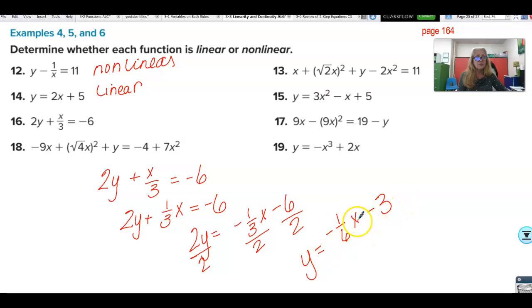X and y are both to the positive 1 power. This line has a slope of negative 1/6 and a y-intercept of negative 3. That is a line all the way.